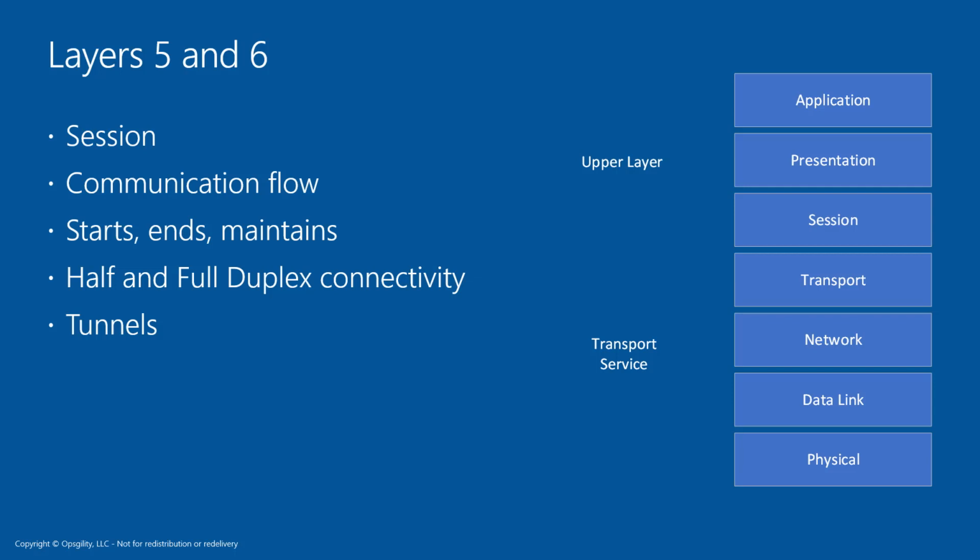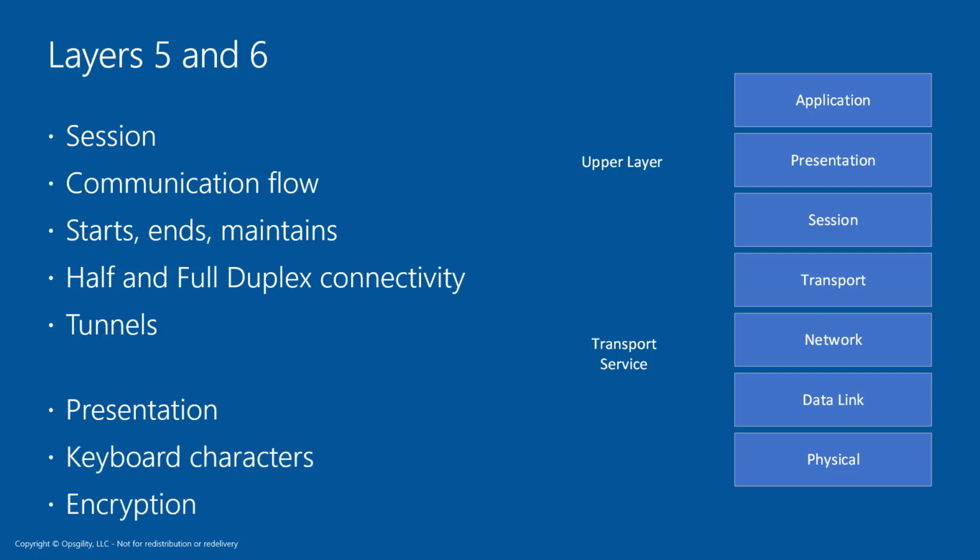Tunneling is also started at the session layer. So if you're going to create, say, a VPN tunnel, for instance, it starts at the session layer and moves down through the transport and network layers. The presentation layer has more to do with the keyboard characters and encryption. So it doesn't have a lot to do in our OSI model, but those are pretty important things.